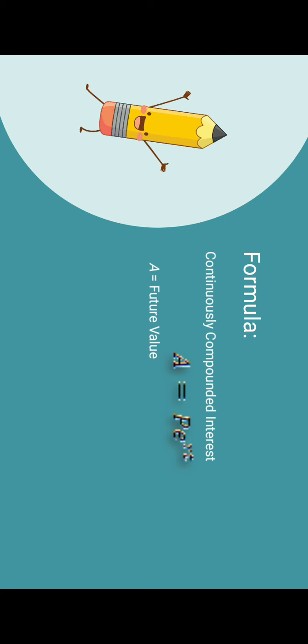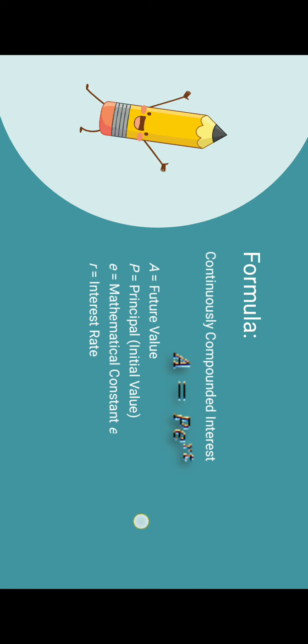The third one is the formula of the continuously compounded interest. A stands for future value equals P stands for principal or initial value times e to the power of R times T. E is a mathematical constant, meaning it cannot be changed. R stands for interest rate and T stands for time. So this is the continuously compounded interest formula. In addition, the small letter e is named Euler's number, after the Swiss mathematician. So e, you read it as Euler's number.